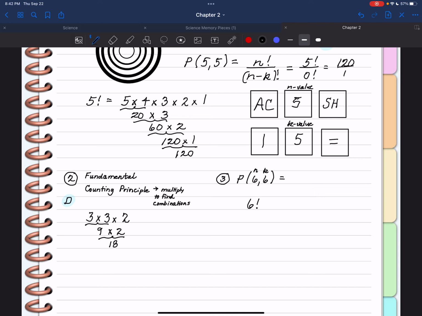So 6 factorial, let me just put it right up here. That is the same as 6 factorial. And 6 factorial is 6, shift 3, equals 720. So there are 720 different orders that you could use for that problem. So I like answer E. You could do the permutation formula and get the same answer. It's just a little bit longer.